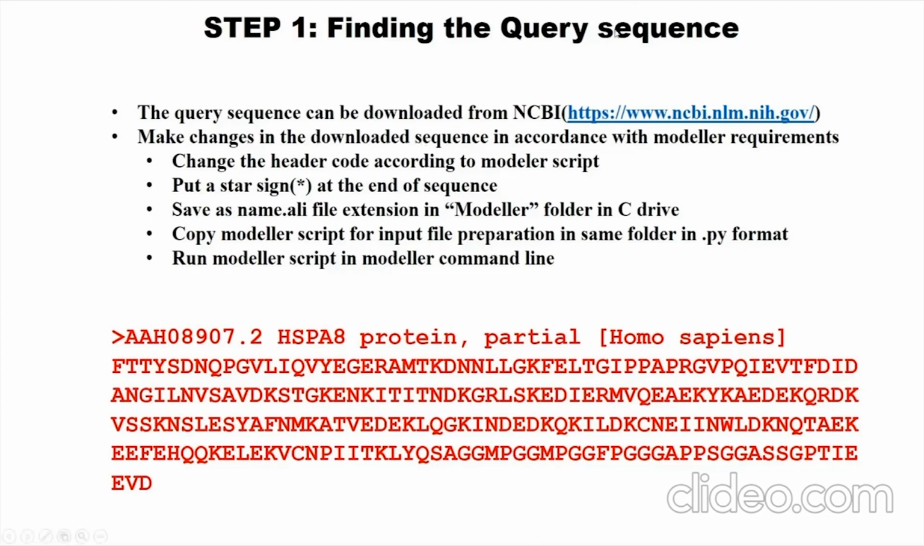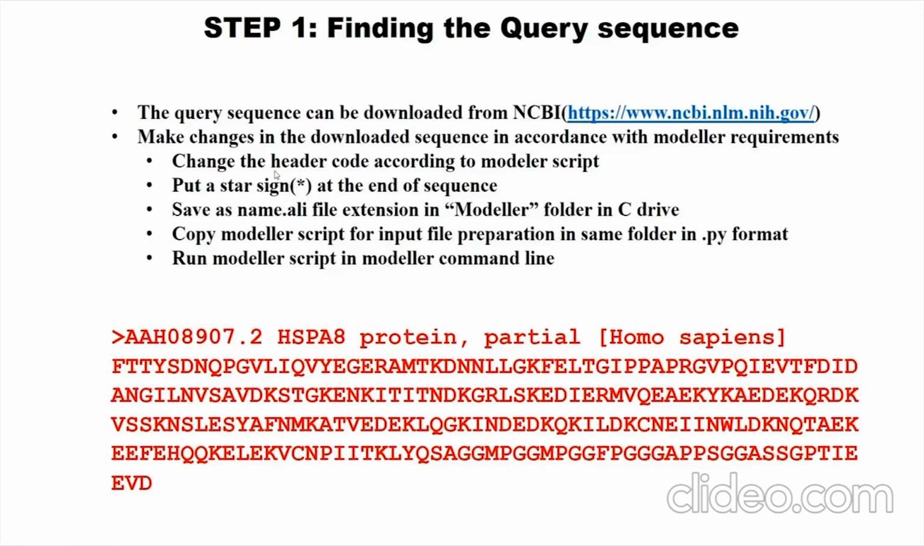That query sequence, either we have the sequence from the literature, or we can download our query sequence from the NCBI website given here. And then in the downloaded file we need to make some changes to make it compatible for working with Modeller. So I will show you how to download and what changes we need to make.